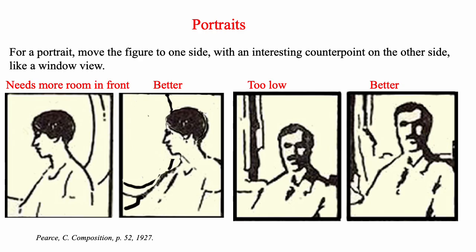For a portrait, you can move the figure to one side and open up the other side for, let's say, a window view. So your figure should be looking at the window. This is too close to the edge. The person shouldn't be too low in the picture because it seems like he's either weighed down by the space above him or slipping down. And so this spacing is much better.